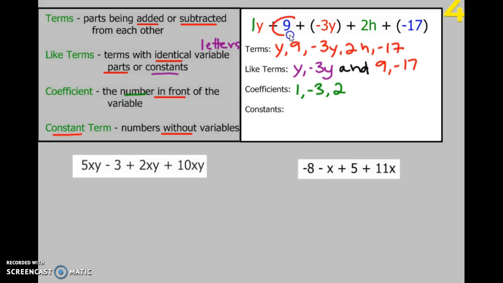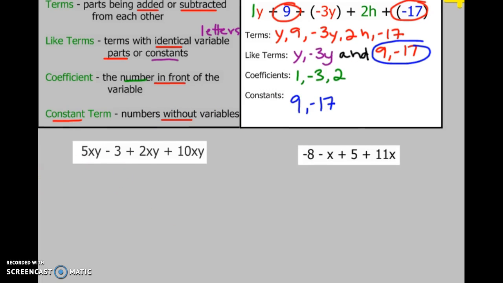So these ones that didn't have coefficients, those are what we call constants, 9 and -17. Like up here, those were the ones we said we could combine together. They are like terms, but they are just numbers without variables. Just the numbers.